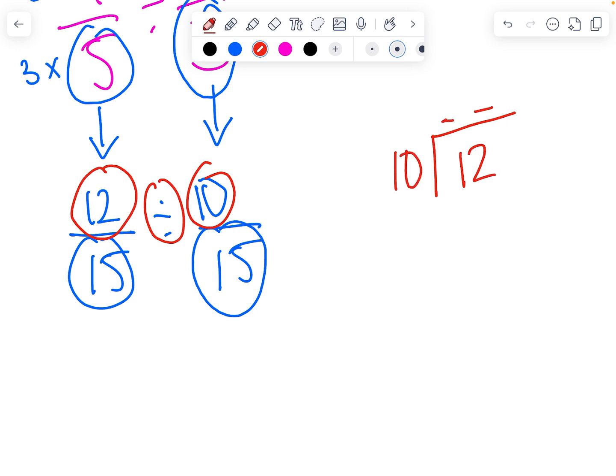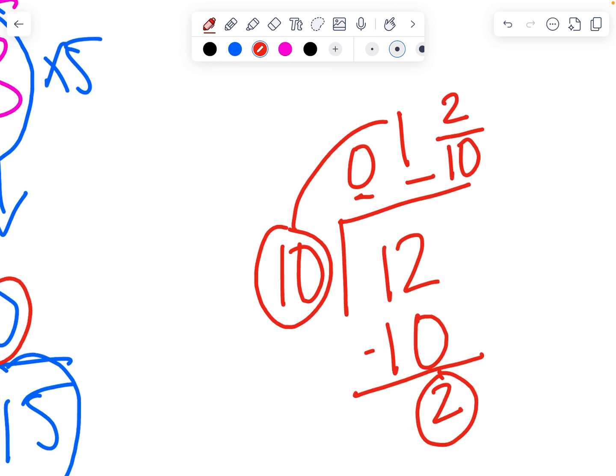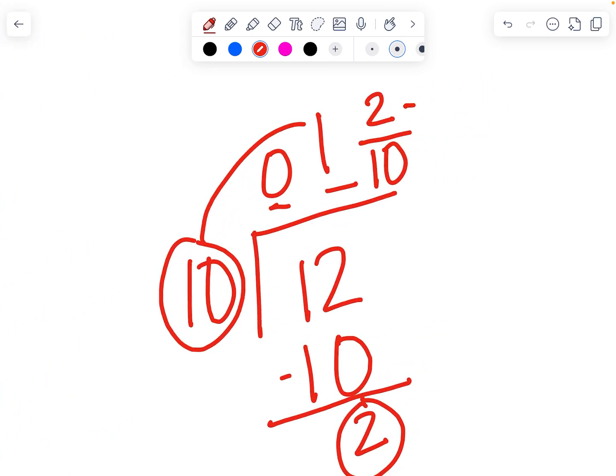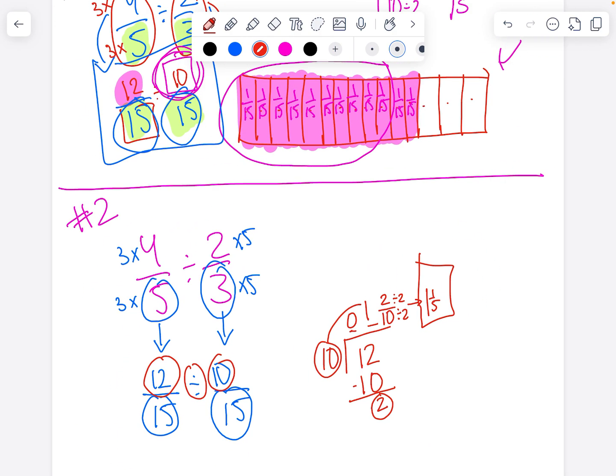Let's see. 10 cannot fit into 1. 10 can fit into 12 one time. 10 times 1 is 10. Subtract, and I have 2 left over. And I have no more numbers to bring down, so I can go ahead and make that fraction. This becomes my numerator. This becomes my denominator. And again, I can reduce 2/10 by dividing the top and bottom by 2. My answer is 1 1/5, which, notice, is the same answer that I got when I was modeling.